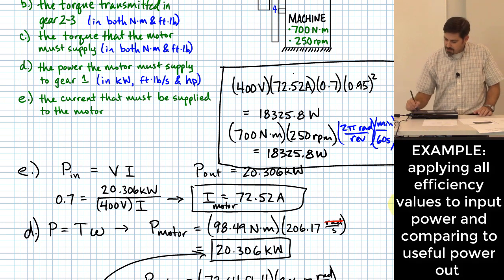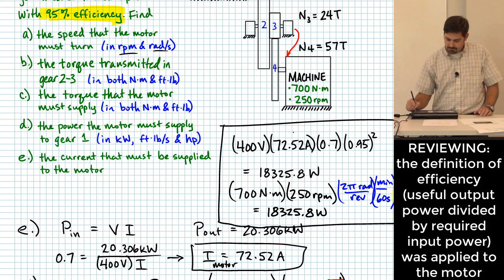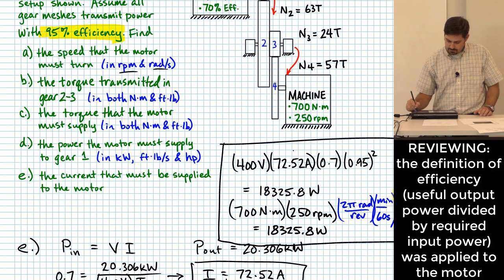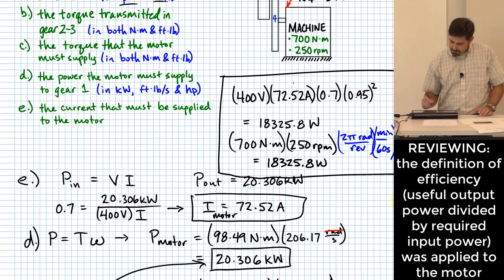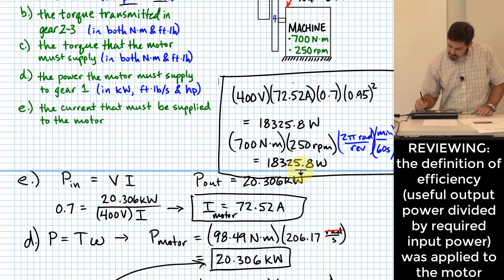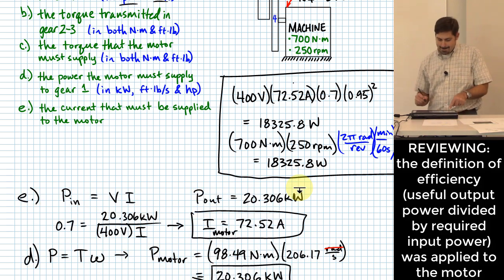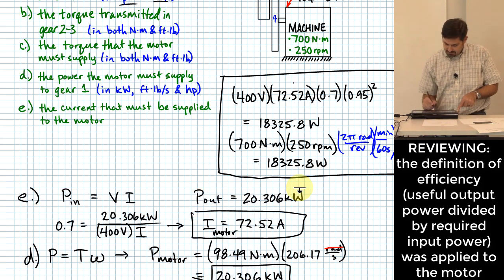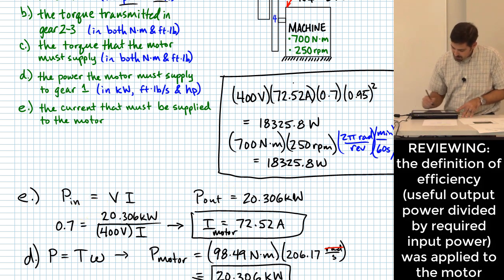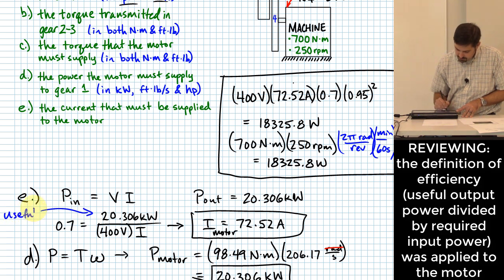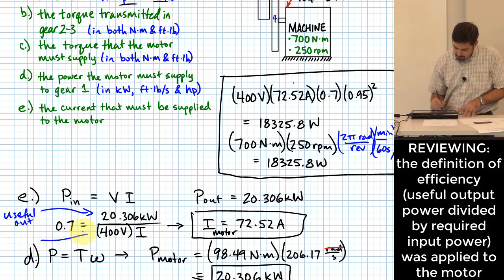Any last minute questions? Can you kind of explain the setup for that equation in number 3? I mean, part E. Part E? You want to know how to set up the equation in part E? Yeah, so how do you plug in P out into your VI? Okay, so what I was doing there was plugging in useful energy out, divided by my required energy in, right?